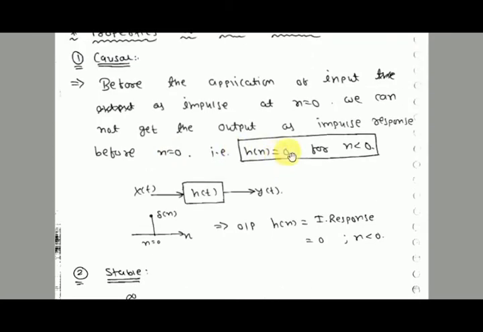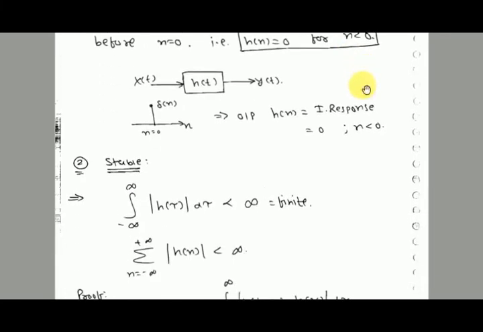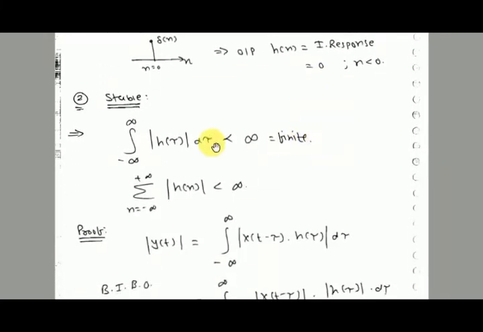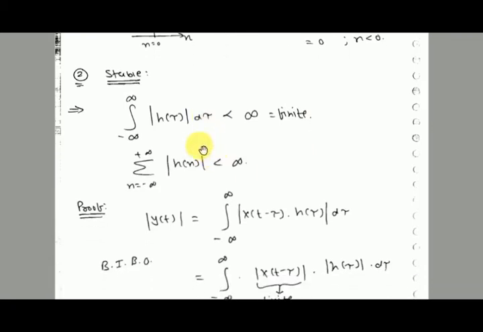A system will be causal if h of n is 0 for n less than 0, or in continuous time, h of t is equal to 0 for t less than 0. Both discrete and continuous properties are the same. So our system will be causal if h of t or h of n is 0 for n less than 0. You have to remember this.